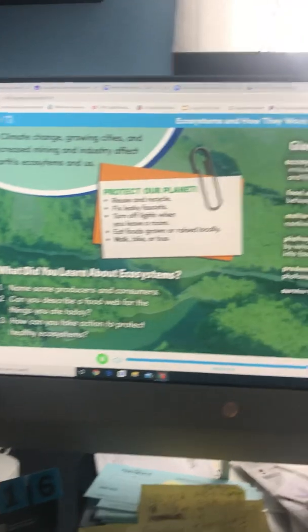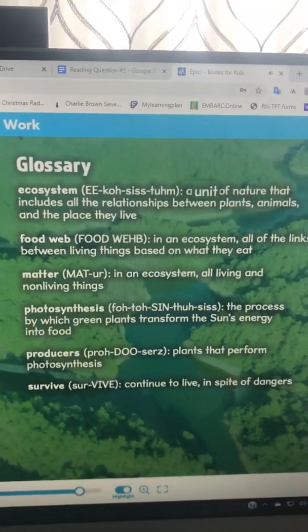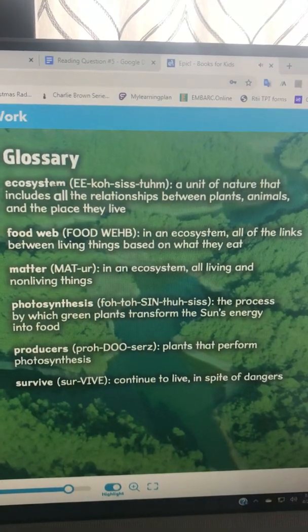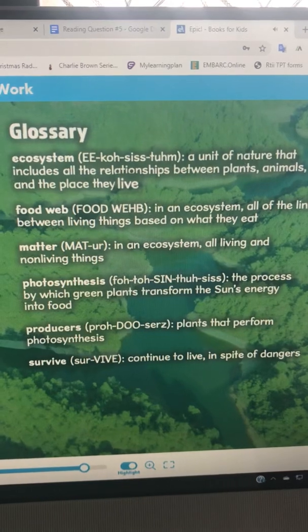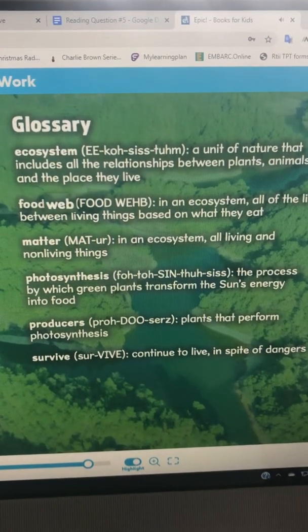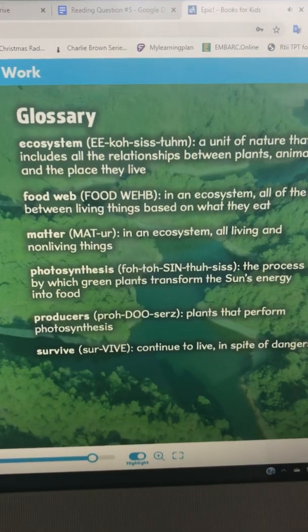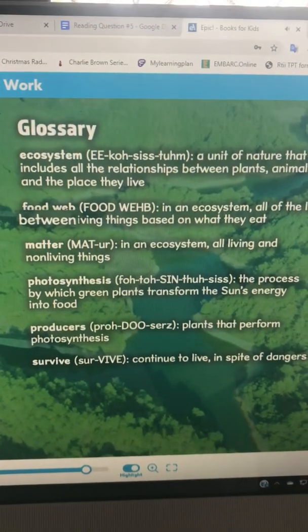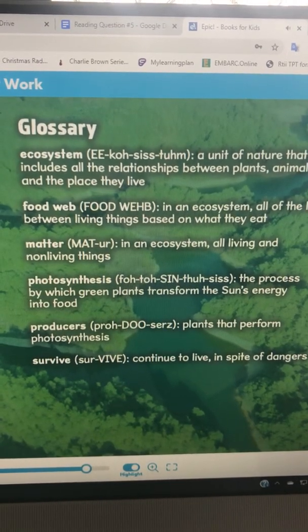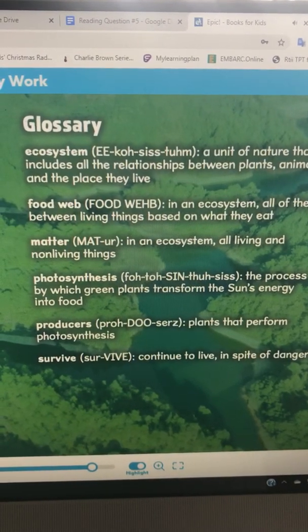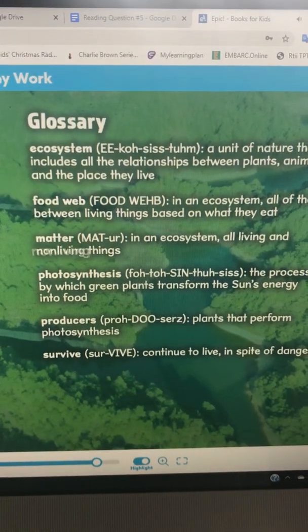Glossary. Ecosystem: a unit of nature that includes all the relationships between plants, animals, and the place they live. Food web: in an ecosystem, all of the links between living things based on what they eat. Matter: in an ecosystem, all living and non-living things.